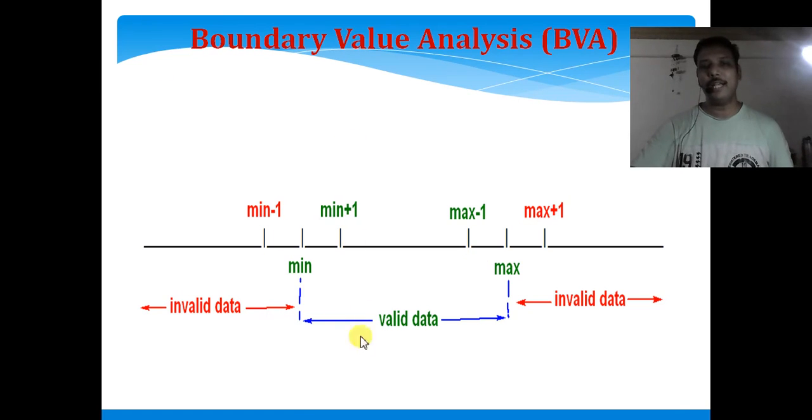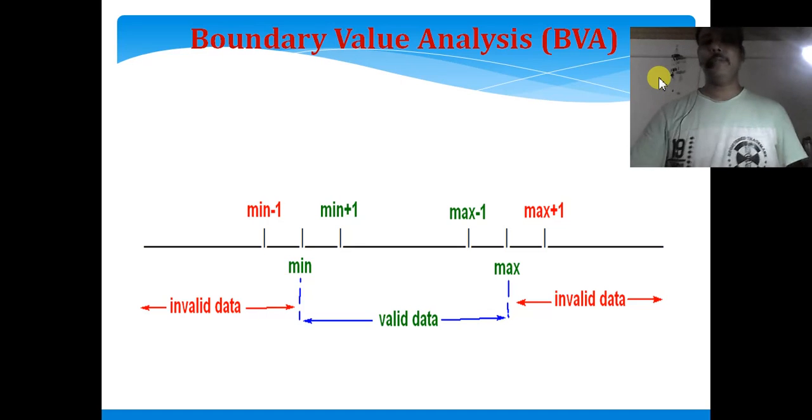So this is the valid data and this is the invalid data. Previously in ECP we used to take any value from the invalid or any value from the valid. Instead of taking any value, we are taking the values nearer to the boundaries, nearer to the minimum and nearer to the maximum. So how many test cases will we get? We get 6 test cases: minimum minus 1, minimum, minimum plus 1, maximum minus 1, maximum, maximum plus 1. Four are positive test cases and 2 are negative test cases, where we give invalid input so that we get an error message.